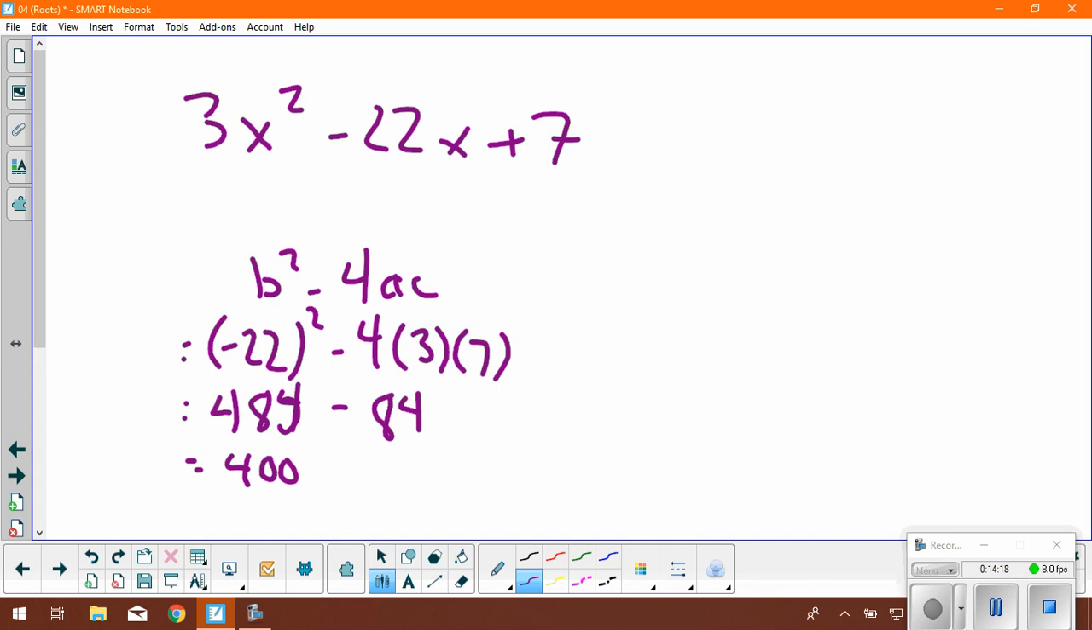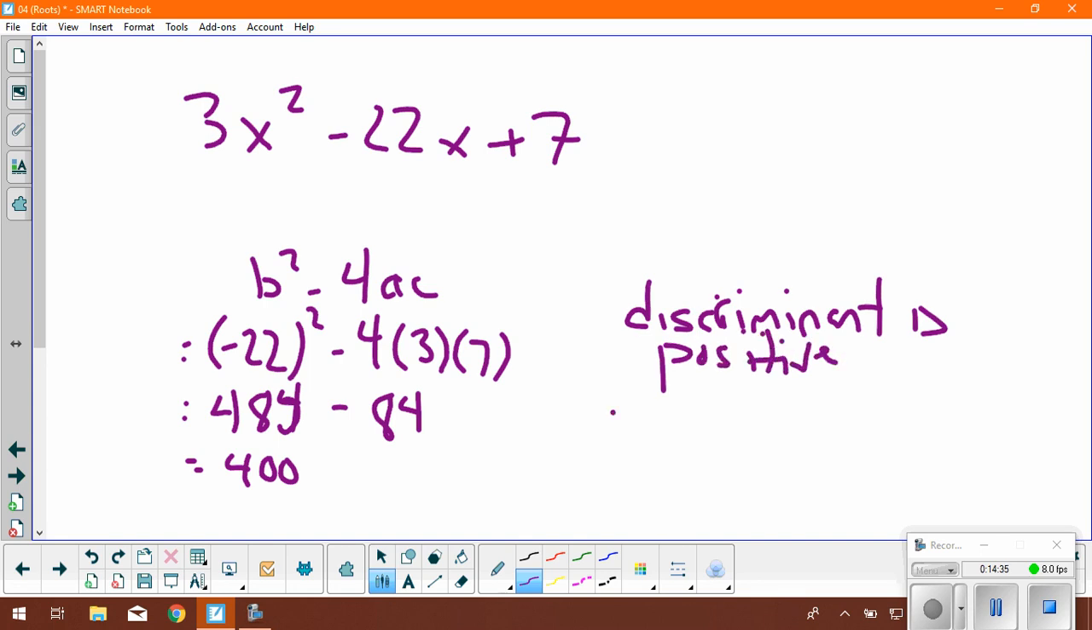So this whole thing is greater than 0. Discriminant is positive. Therefore, 2 roots. That's basically how you use it. You just calculate that piece, and it tells you how many roots you would have.